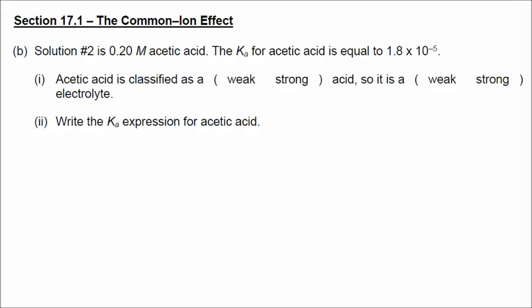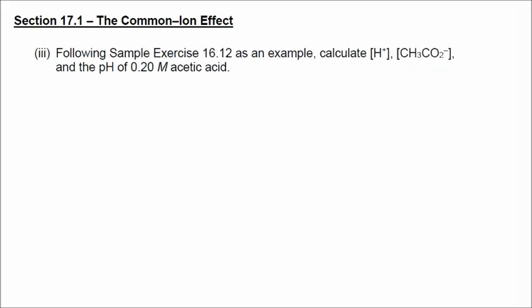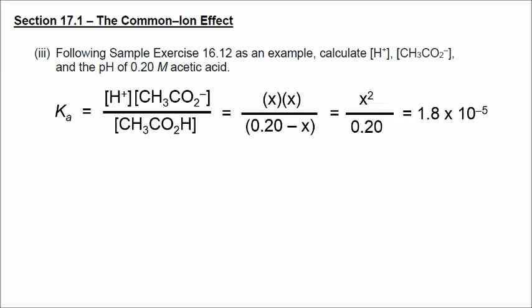We are given the Ka for acetic acid. It is a weak acid, so it is a weak electrolyte. The expression for Ka involves H plus and acetate over acetic acid, so we have that Ka expression. And now we're going to calculate the concentration of H plus, acetate, and the pH of this 0.2 molar acetic acid solution. So we set up our Ka expression.